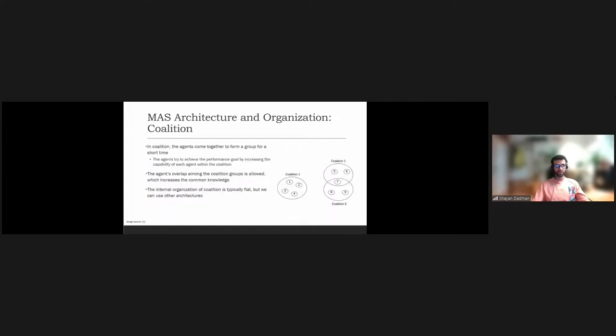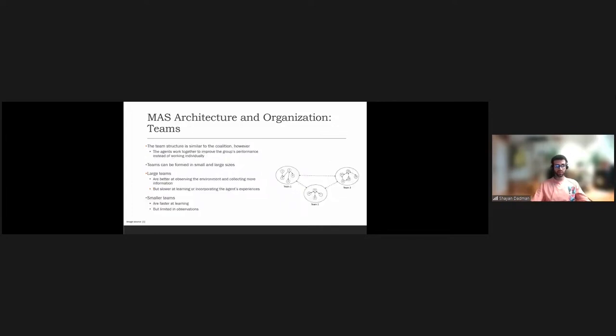The next architecture is a coalition. In a coalition, the agents come together to form a group for a short time. The agents try to achieve the performance goal by increasing the capability of each agent within the coalition. Agent overlap among the coalition groups is allowed, which helps to increase the common knowledge of the agents. The internal organization of a coalition is typically flat, but we can use other architectures also.